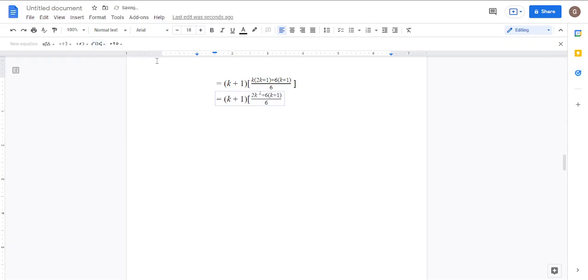And when we look back up here, k times 2k is 2k squared. And we multiply the k by the 1, it gives us k. So it's plus k. Then in the second bracket, we multiply 6 by k, we get 6k, and then 6 by 1 is 6. Alright, good. So we expand the brackets. Now we need to simplify this.